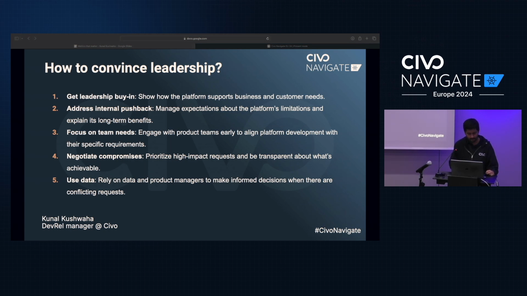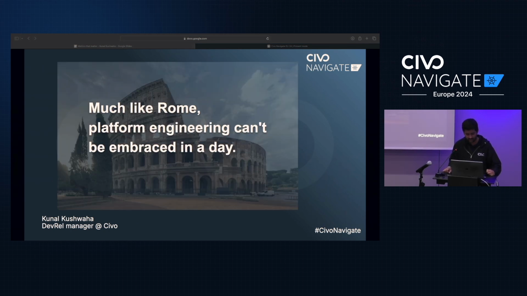And yeah, much like Rome, platform engineering can't be embraced in a day. So start with creating a detailed roadmap for your transition. So phases like pilot projects, a broader implementation, and continual refinement. Avoid attempting to change everything at once. Instead, implement changes gradually and learn from every step. Our survey, as I mentioned, found that resistance to change was a significant challenge in implementing DevOps practices. And I think a similar challenge can be expected here.